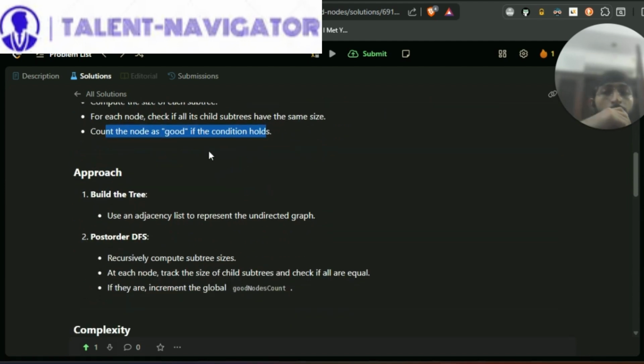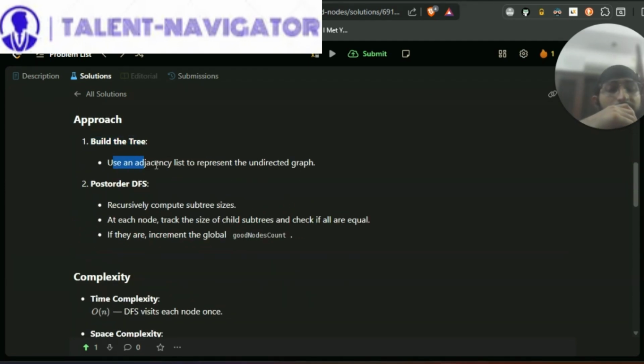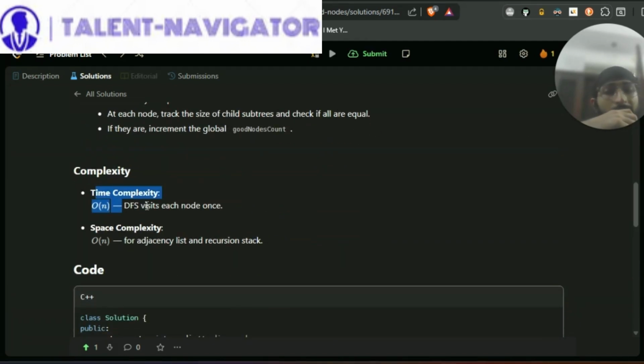So now the approach is as follows. We firstly build the tree, using an adjacency list to represent the undirected graph. Then we apply the post-order DFS, right? The post-order DFS recursively computes the subtree sizes at each node, tracks the size of the child subtrees, and checks if all are equal. And if they are, increment the global good nodes counter. As for complexity, since we are performing DFS, it visits each node once, so the time complexity would be O of n, and the space complexity for the adjacency list and recursion stack would be O of n again.